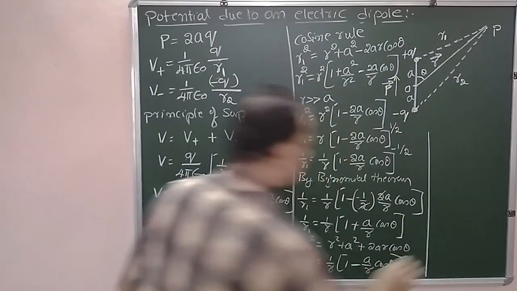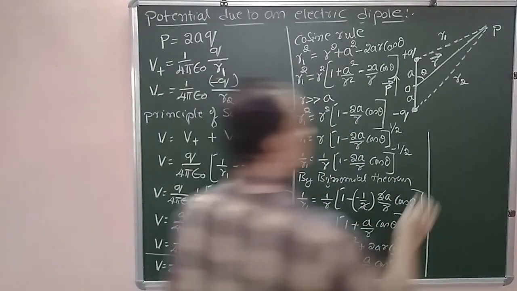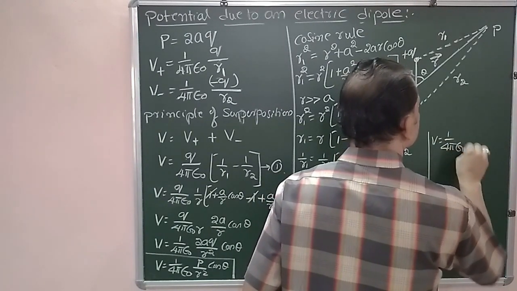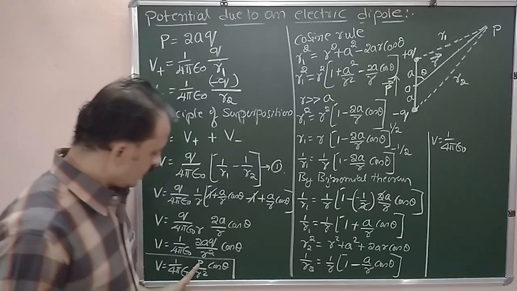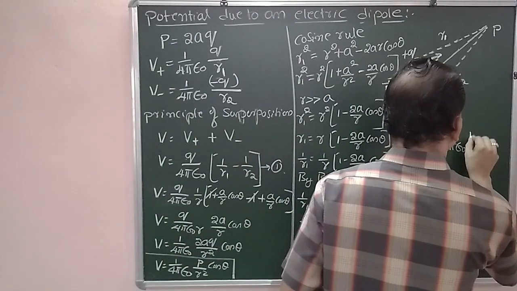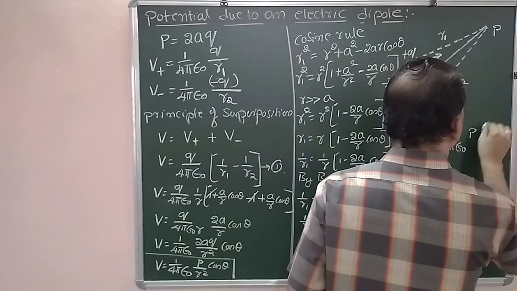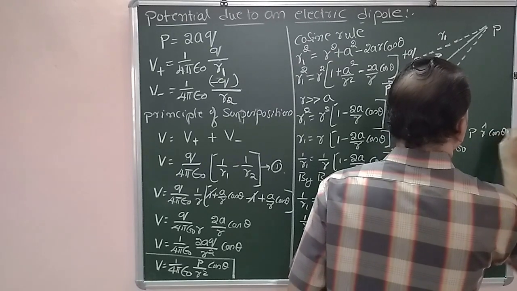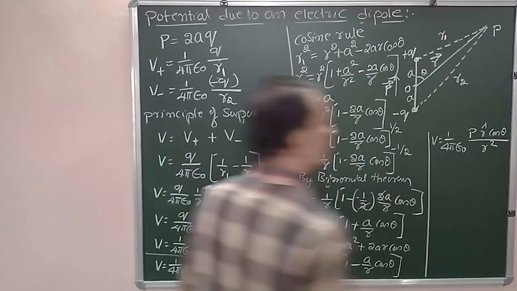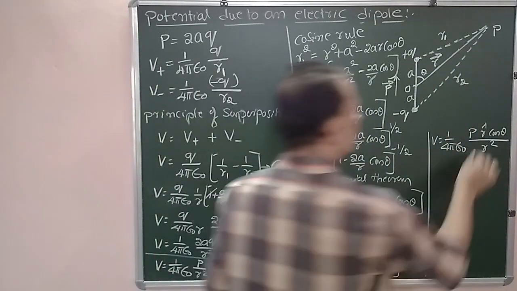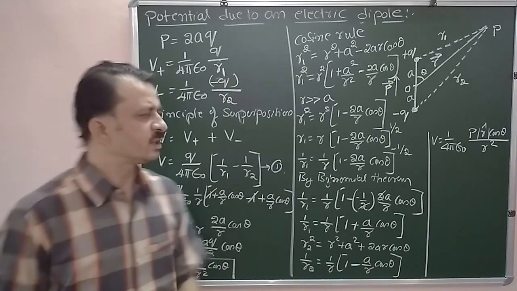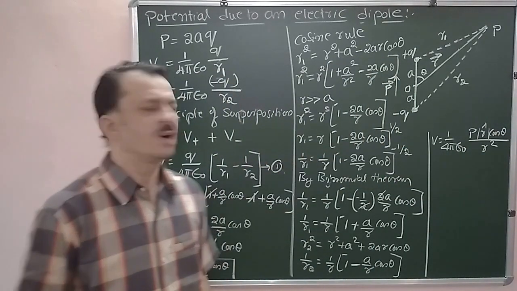Now I will write this further as, V is equal to 1 divided by 4 pi epsilon naught into P cos theta. Therefore let me write in vector form: P into r cap into cos theta divided by r square. Magnitude of r cap we know is 1, therefore 1 can be written as magnitude of r cap.